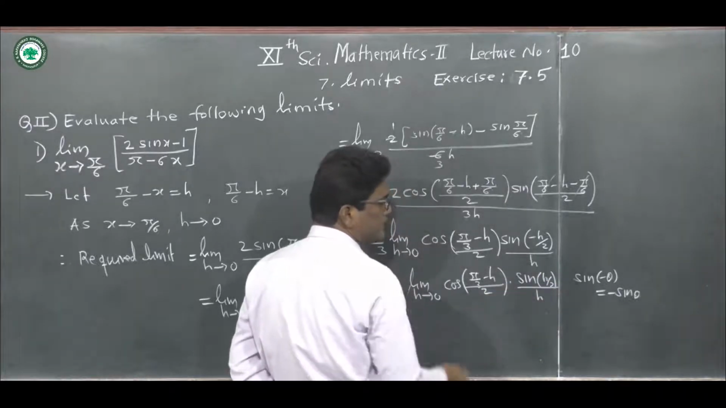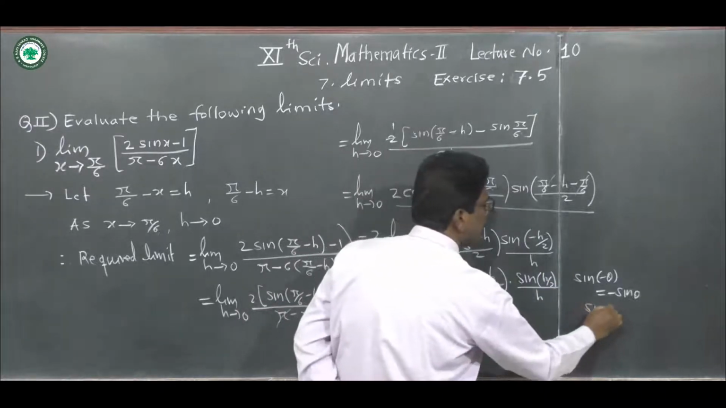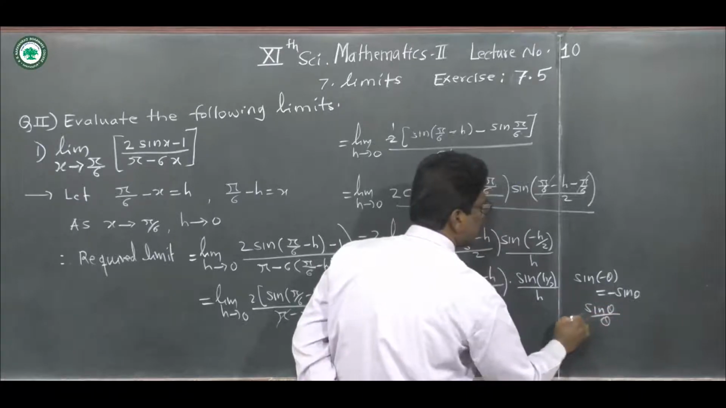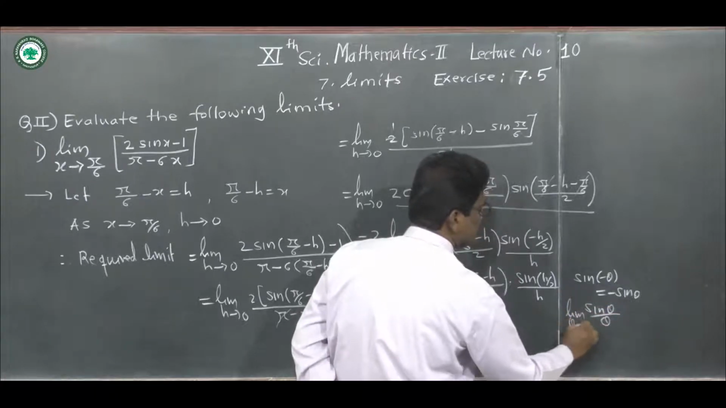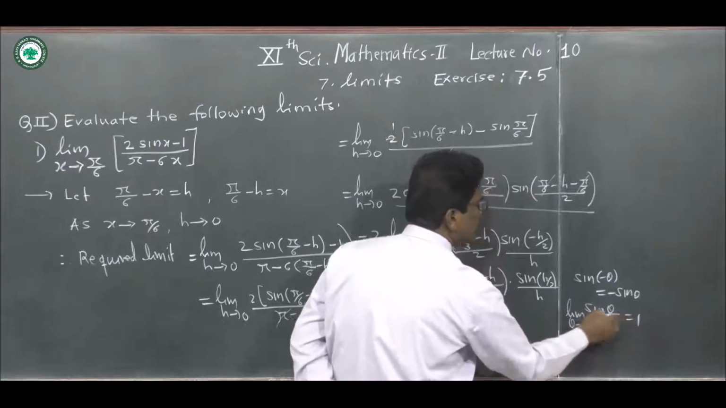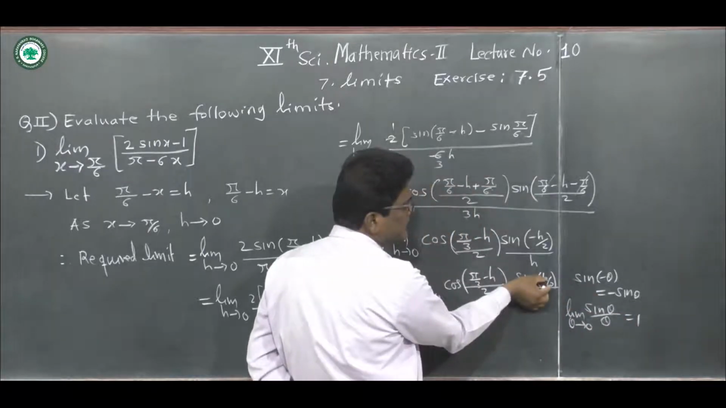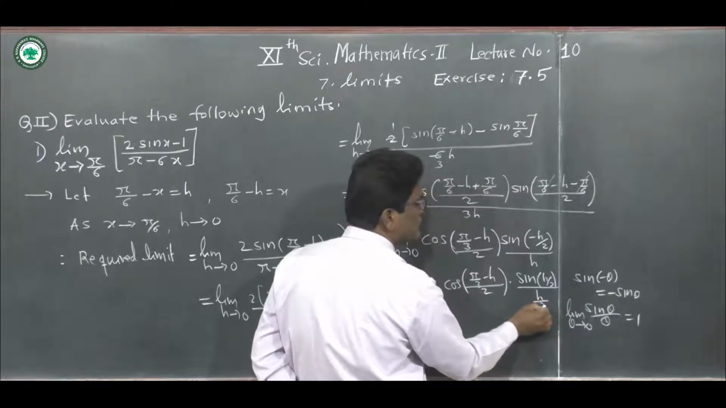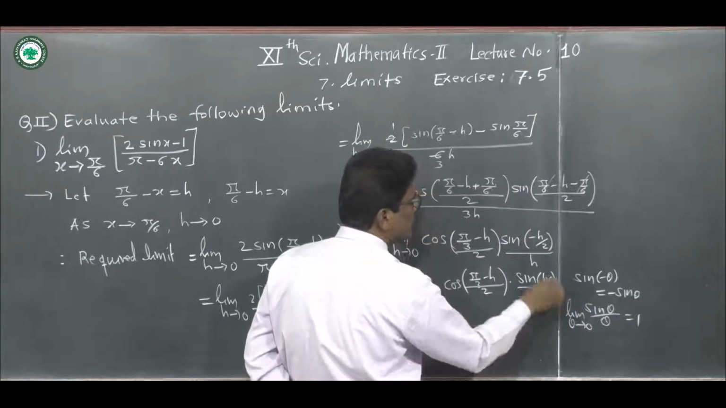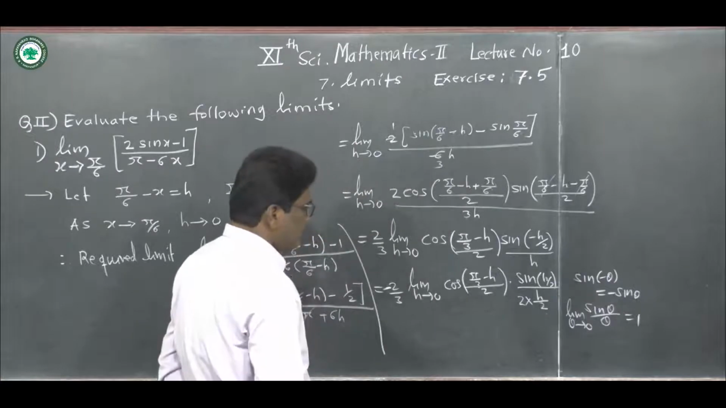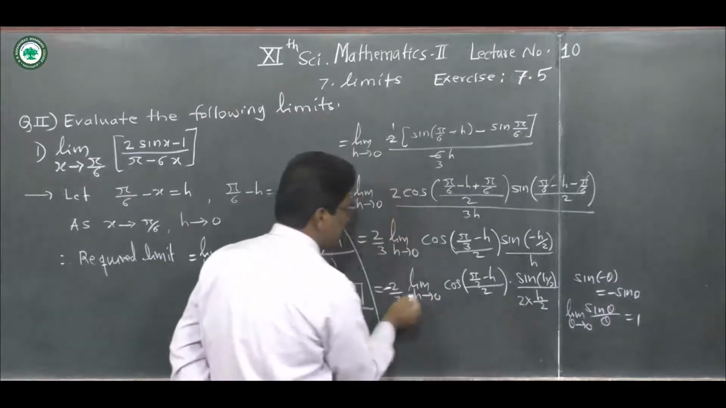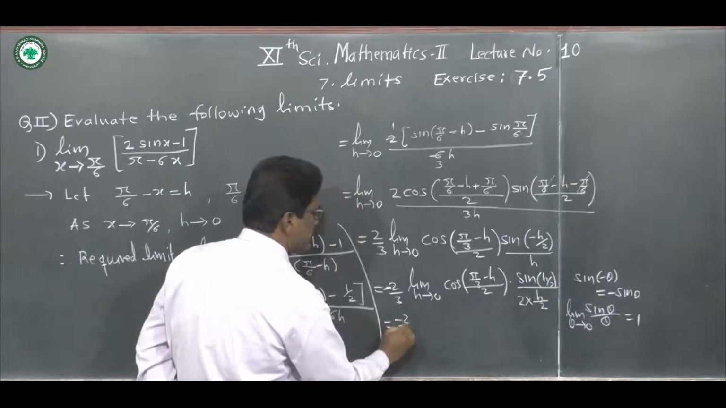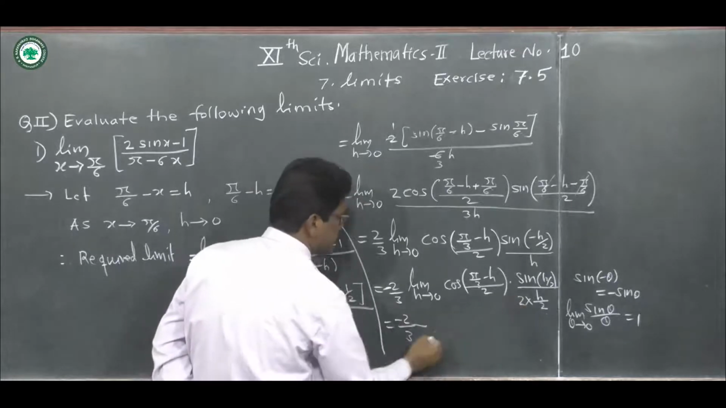But we know that the standard formula is sine theta upon theta, and as theta tends to 0, the value is 1. Theta upon theta. So theta is here h by 2 upon here h by 2, we adjust here 2 and multiply by 2. So 2 into h by 2. Now this 2 take outside the limit. So we get here minus 2 upon 3 into this 2.